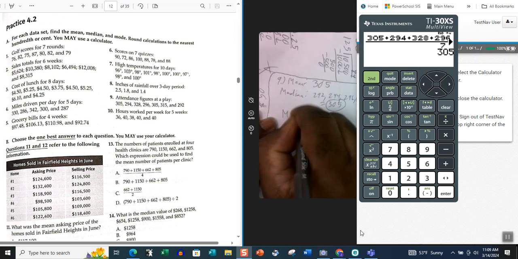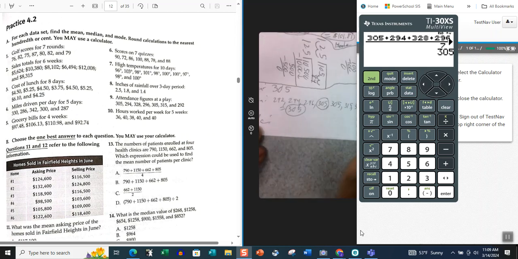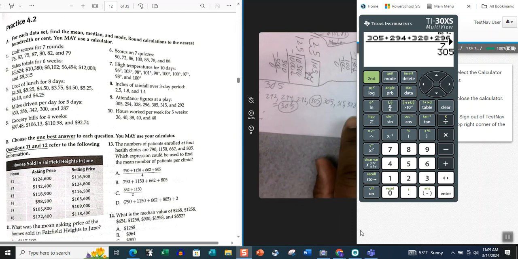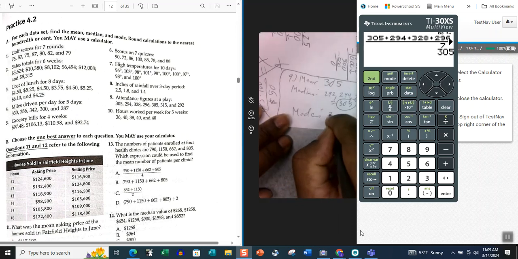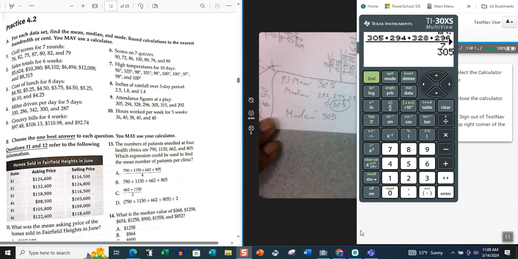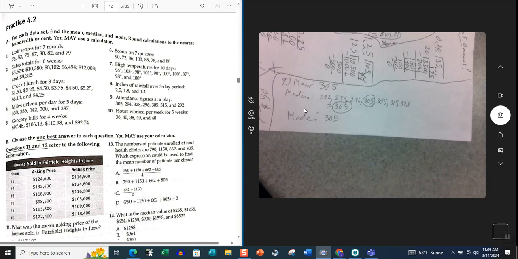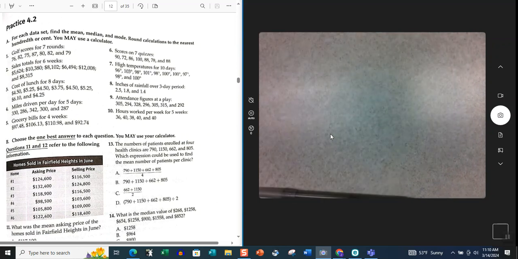Now our mode, the number that appears the most, is only one of them that appeared more than once, and that's 305. So your mode here would be 305. So if you notice here, what's interesting is the mean, median, and mode are the same answer. But remember, this is a unique case. This is not always the case.